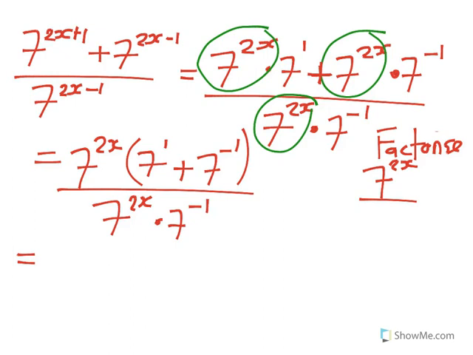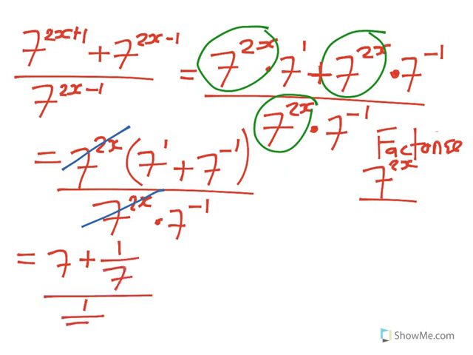But the good part now is we can cancel that 7 to the power 2x. We are left with numbers, which is 7 to the power 1 plus 7 to the power negative 1. Remember, using our laws again, it's 1 over 7, over 1 over 7.